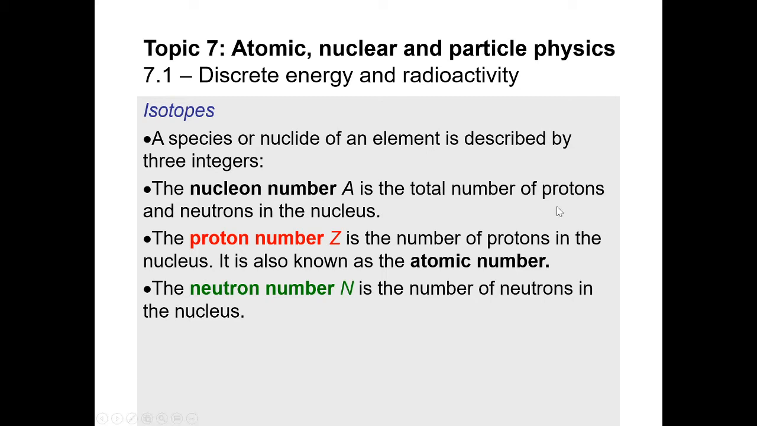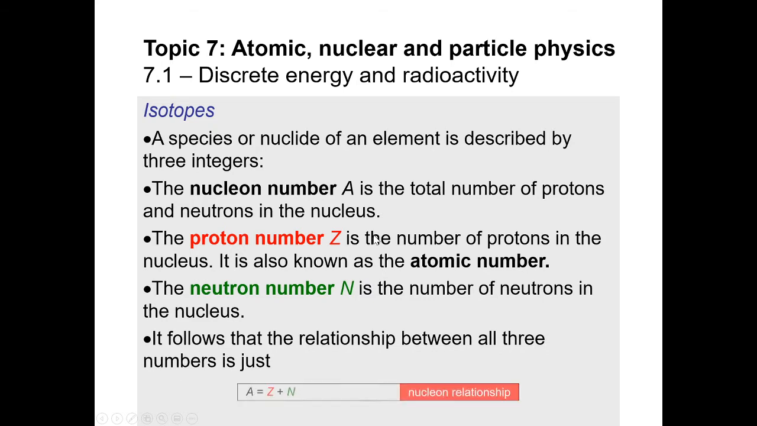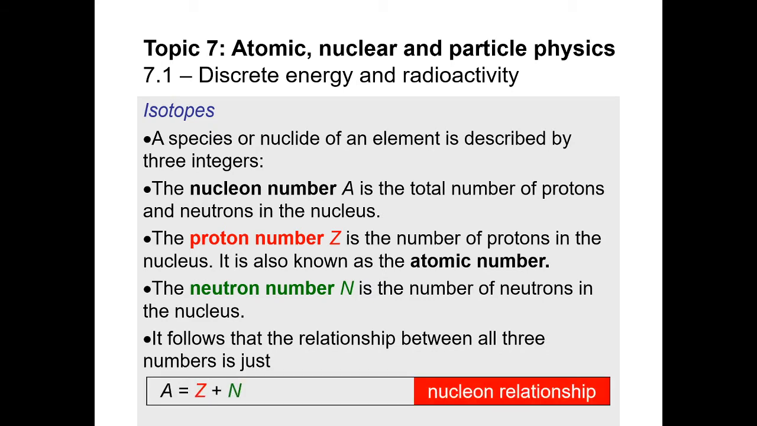Now you probably see a relationship already forming between these 3 letters. If A is the number of nucleons, and a nucleon is either a proton or a neutron, or rather the sum of the number of protons and neutrons put together, I can say that A is equal to Z plus N.